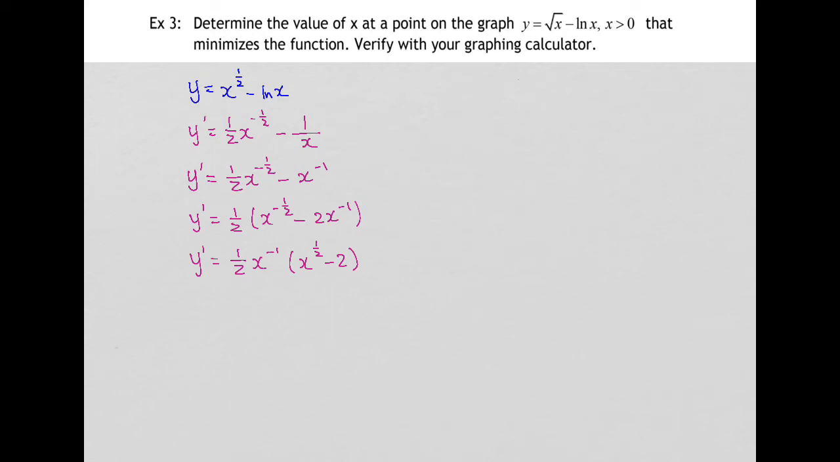Since we are looking at the value that minimizes the function, that means we're looking for the minimum point. At the minimum point, the slope of a tangent line will be 0. So we are going to let y prime be 0 to find the critical point.